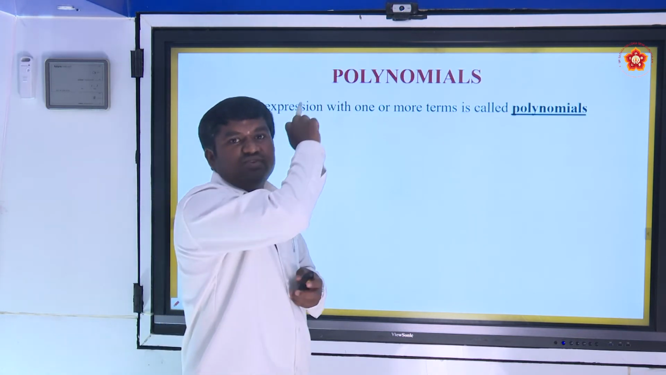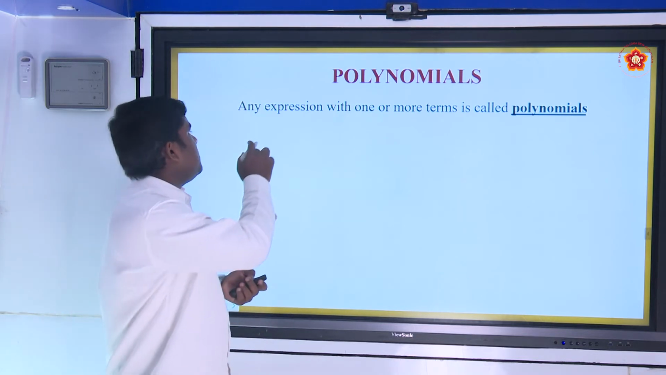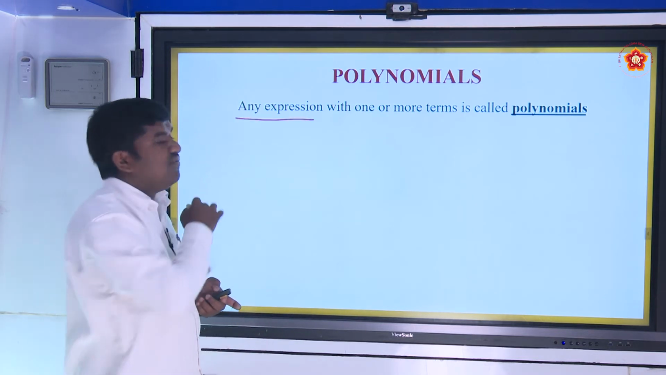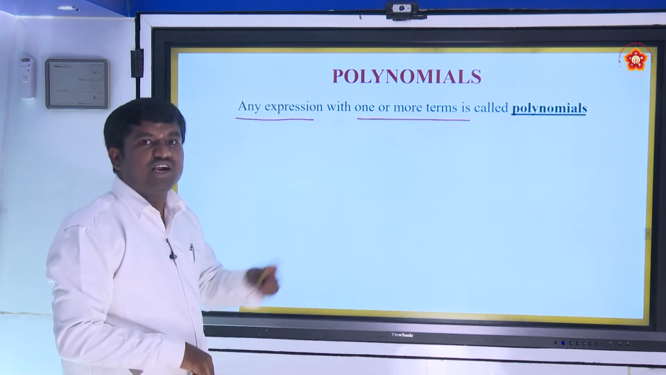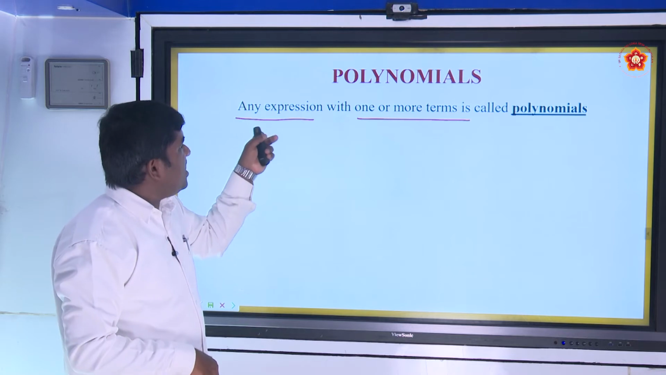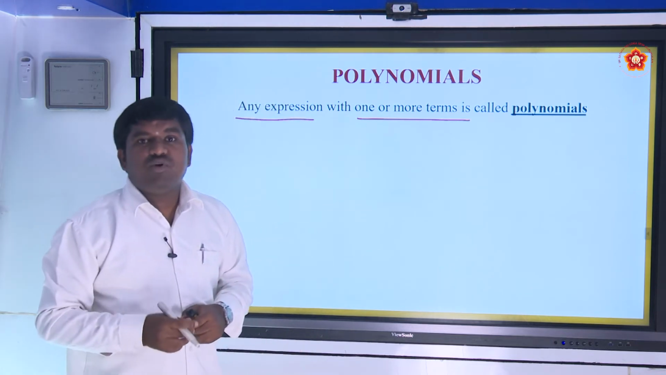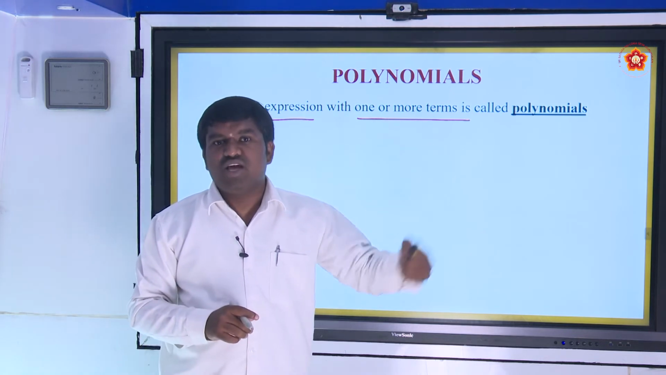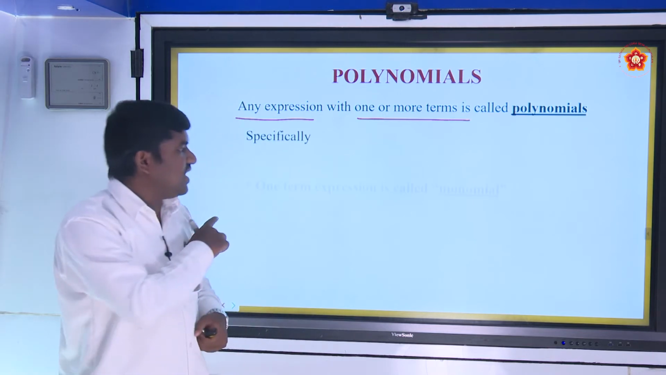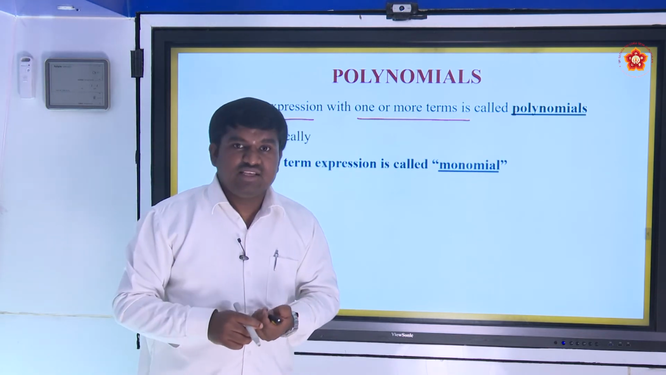Before going to that, we have to know what is meant by polynomial. Polynomial means any expression with one or more terms. Okay, one term is also called a polynomial. Any expression with one or more terms is called a polynomial. A one-term expression is also called a polynomial, but specifically a one-term expression is called a monomial.